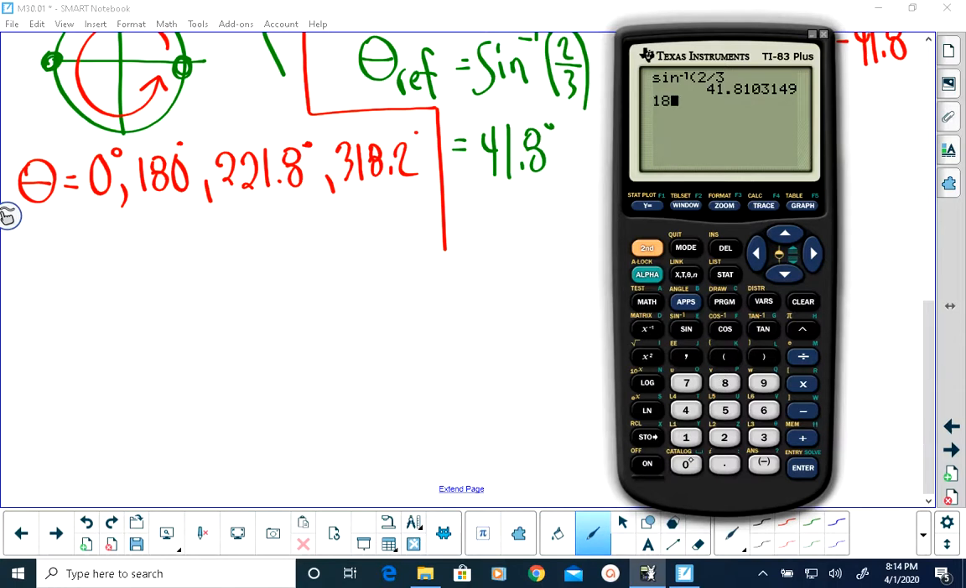What do we have? 180 plus that angle, which is 221.8. That's good. And then we had 360 minus the 41.8. Yes, 318.2. So those are your four solutions.